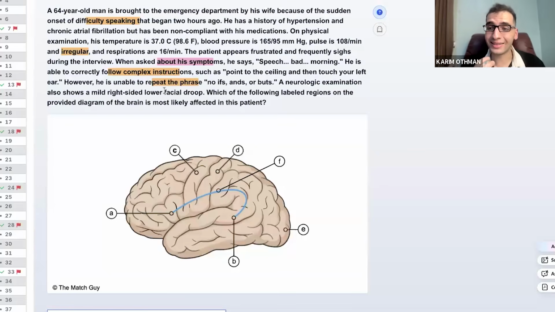So he can't speak it. He can't motor it. He can't move the tongue. Okay, so he says "no ifs, ands, or buts." A neurological exam also shows mild right-sided lower face droop, and they're asking which region here.